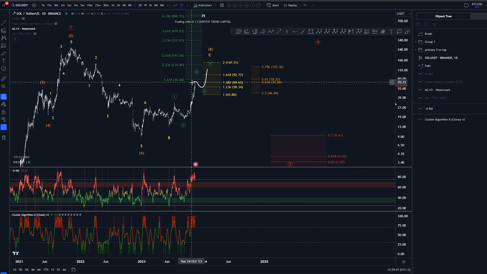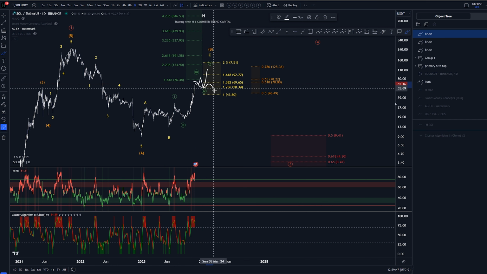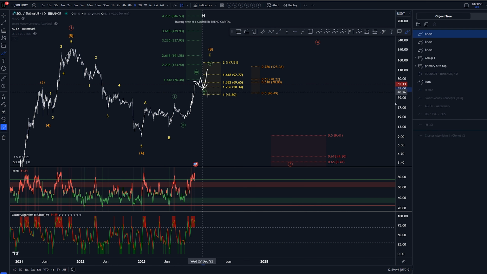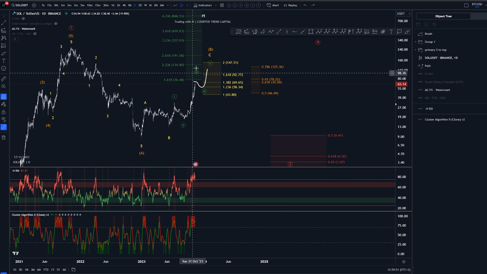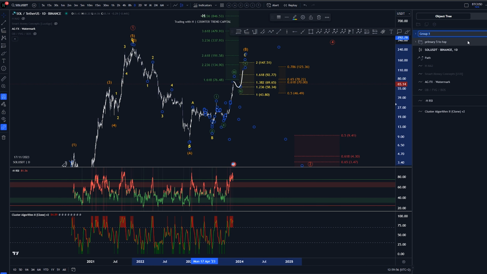It doesn't have to be done yet. We could be creating sideways, up and down, and then a bit more down, and then that wave 4 to be completed. But this is the overall premise, right? So this is the more bearish scenario.